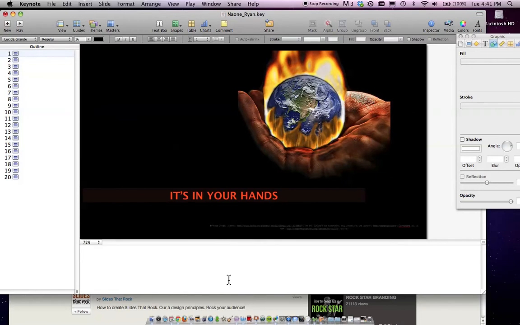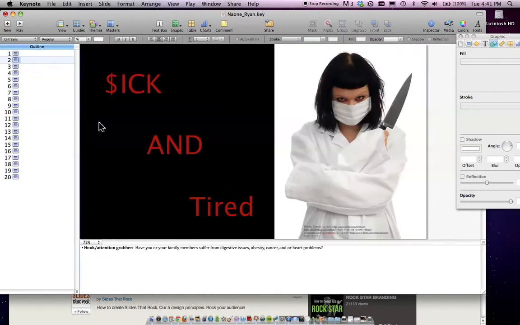Make sure you connect your first slide to your outline. I don't know what you're planning to say there. I don't understand how this connects with your family having digestive problems. So make sure that your picture is really telling more of the story.